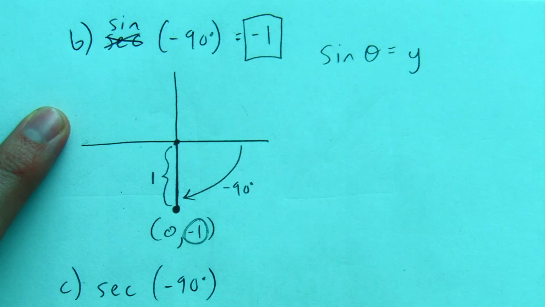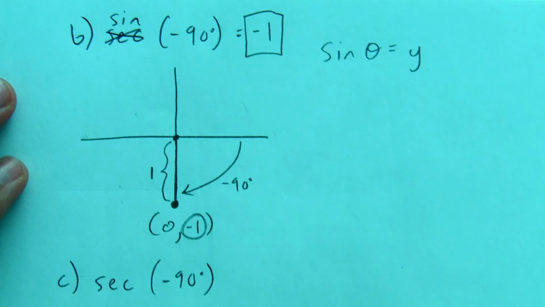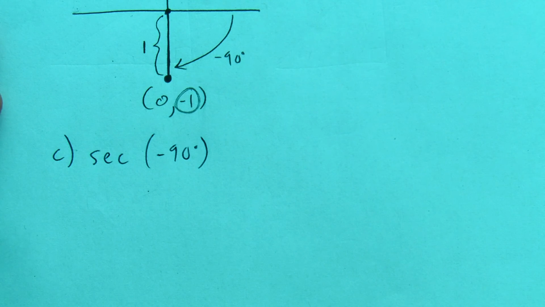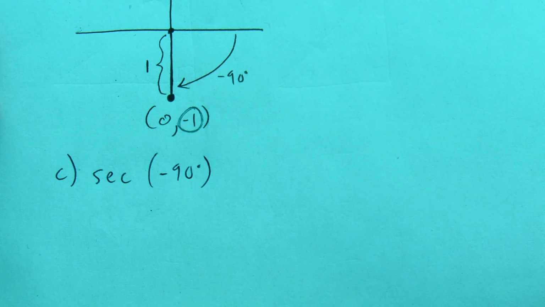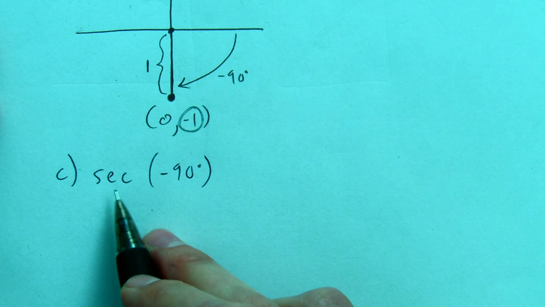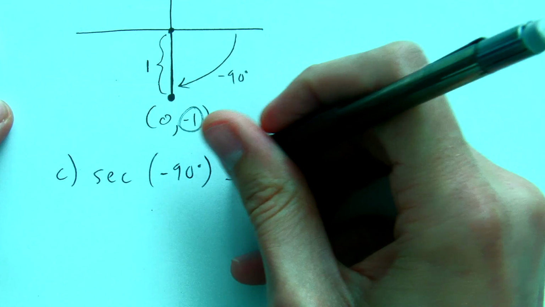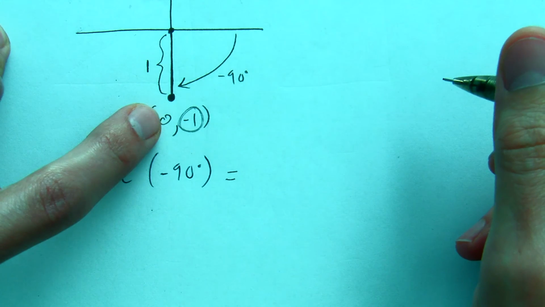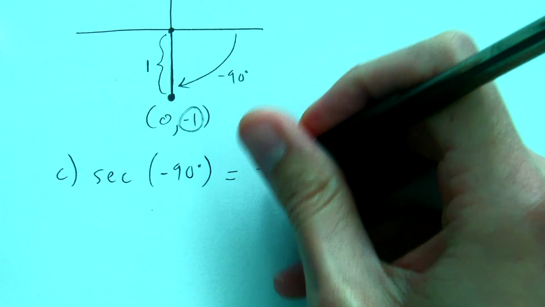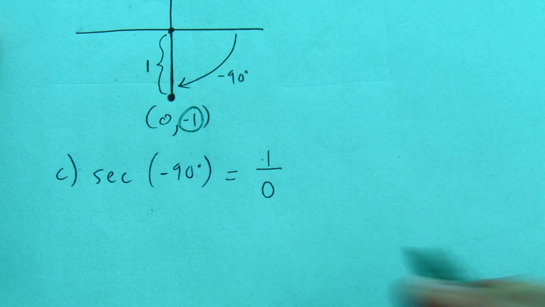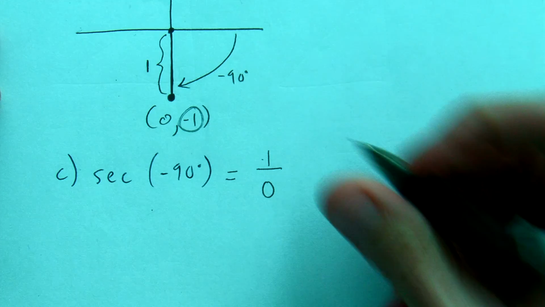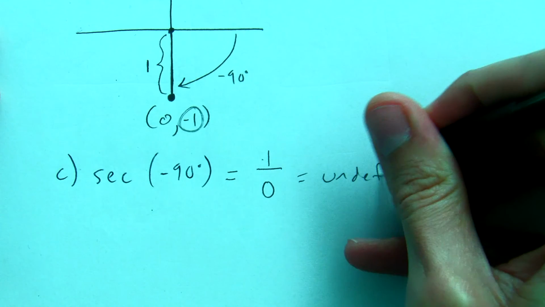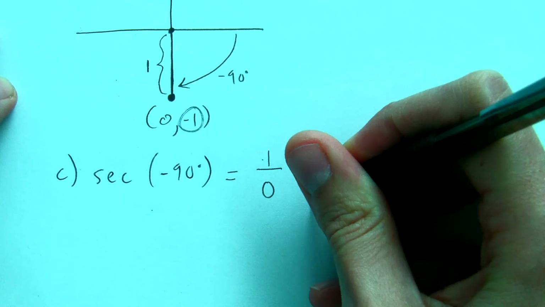The last problem for today is secant of negative 90 degrees. Secant is the reciprocal of cosine. It's 1 over x. In this case, for negative 90, the x value is 0, so secant would be 1 divided by 0. And you can't divide by 0. It's undefined. And so secant of negative 90 is undefined.